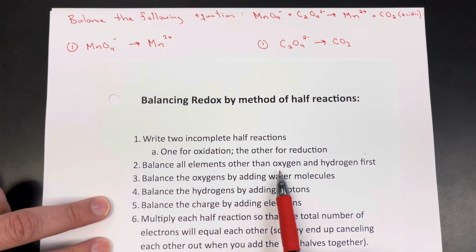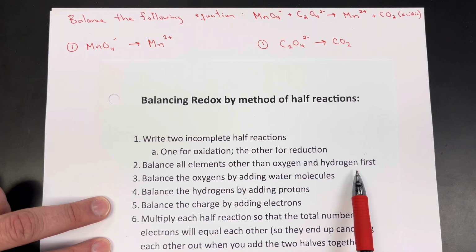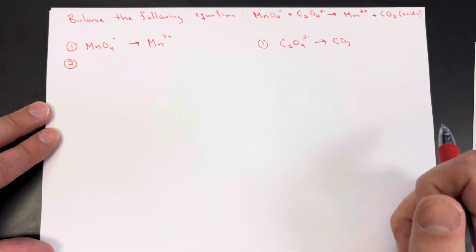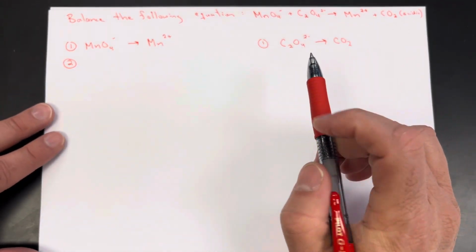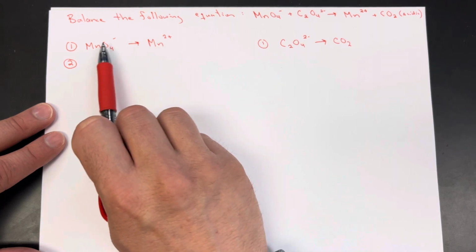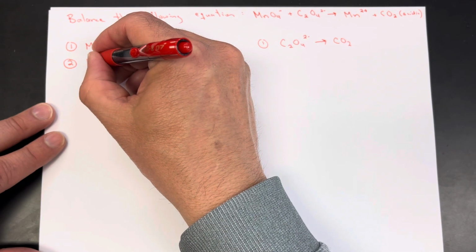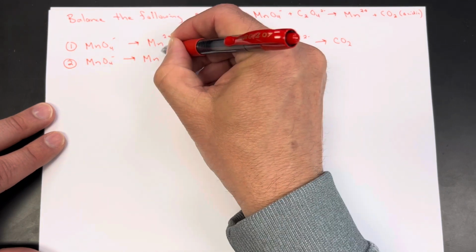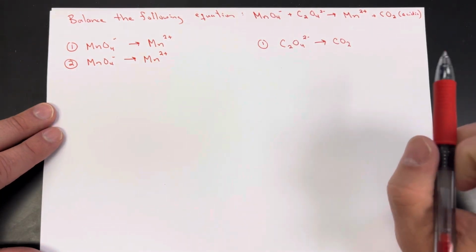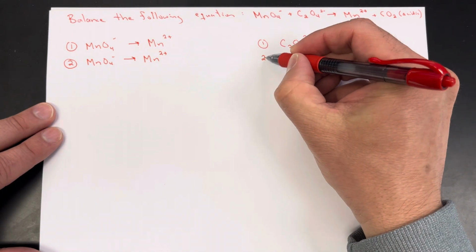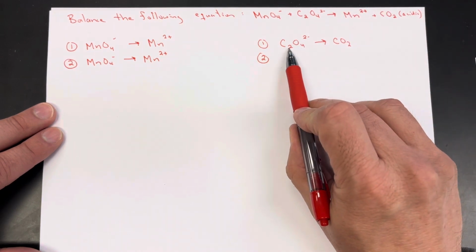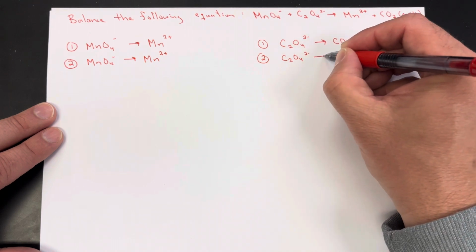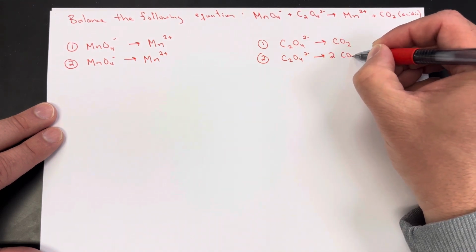Step 2 says to balance all the elements other than oxygen and hydrogen first. So I'm going to come in here and do step 2, and I'm going to balance everything except oxygen and hydrogen. And if I notice, it looks like my manganese is already balanced. So there's nothing I really need to do for step 2 on the manganese side. Now, on the carbon side, I do have to do some balancing because there's 2 carbons here and only 1 carbon here. So I'm going to add a coefficient of 2 on the carbon dioxide side.